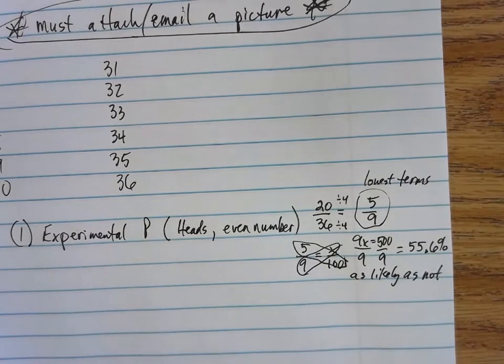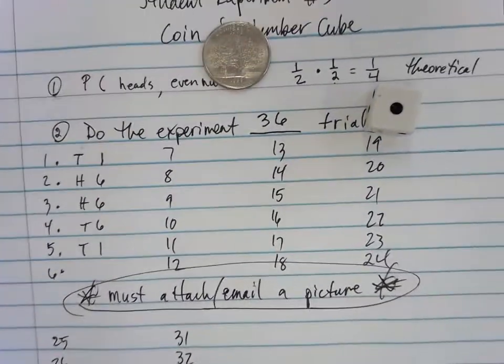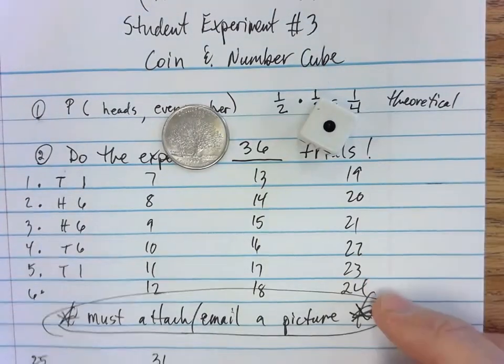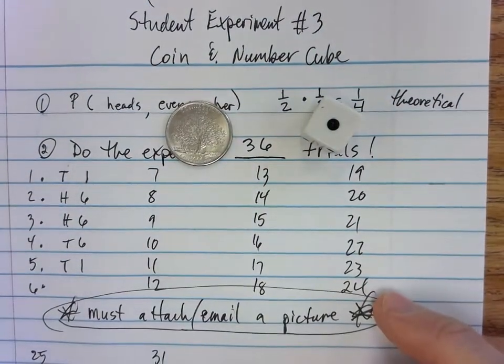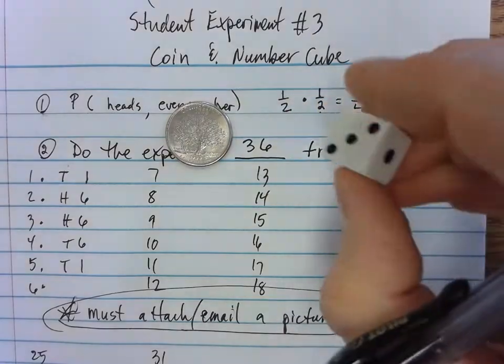So remember, you are doing 36 trials. You are flipping the coin. You're rolling the number cube. Again, if you don't have a number cube, you can do a spinner with 6 sections on it. You can look up a virtual spinner, put 6 sections on there, and if you'd rather do the spinner than roll the dice, that's fine. It just needs to have the numbers 1 through 6 on it.